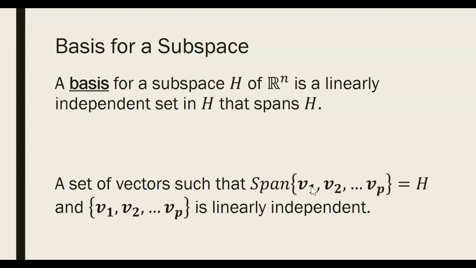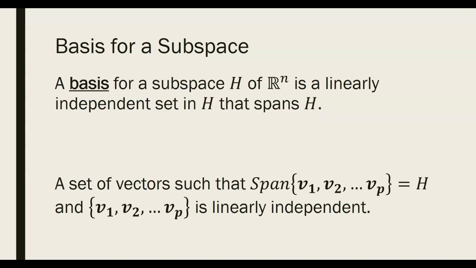And if I have a set of vectors whose span is H, and the set is linearly independent, then we say that set is a basis for H. So a basis for H is a set which is linearly independent and also spans H.